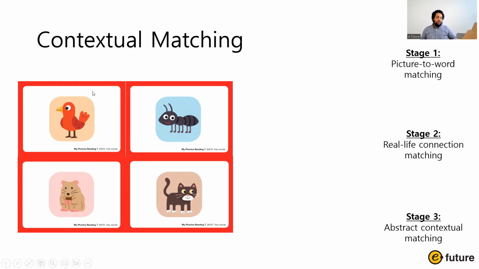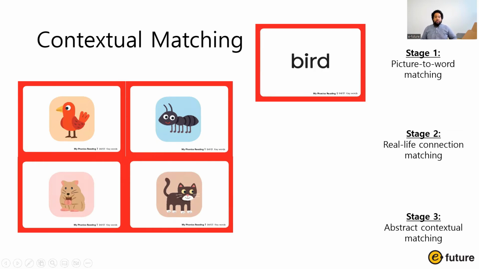So here, just a quick example, we have bird, ant, hamster, and cat. So picture to word matching, we have the picture of the bird, touch the word for bird, something like that. Very, very simple.